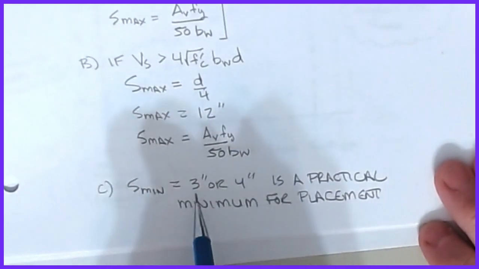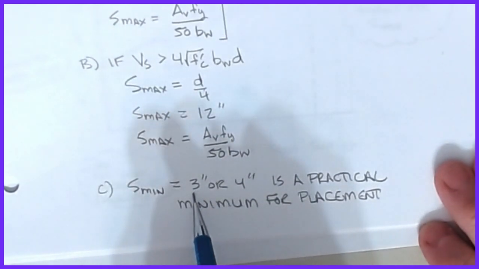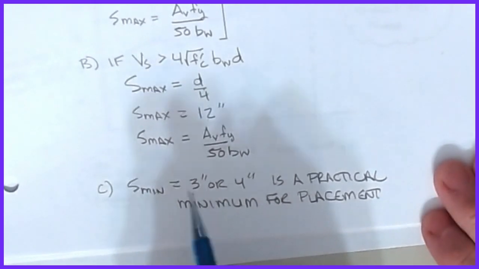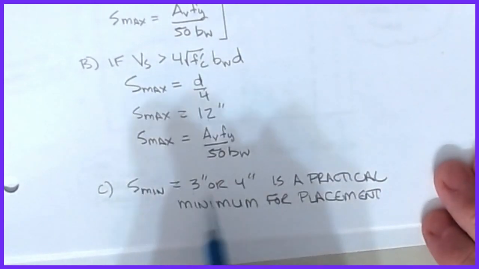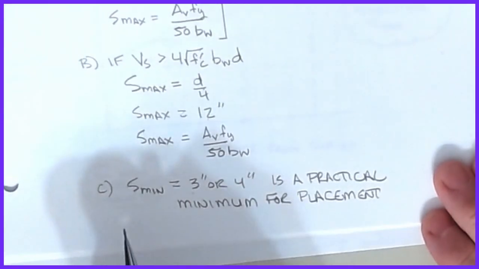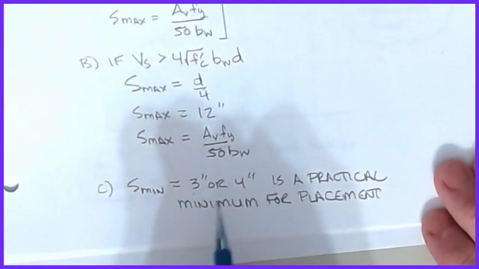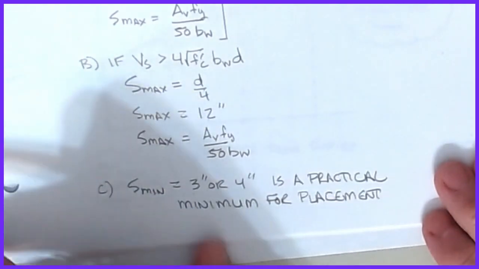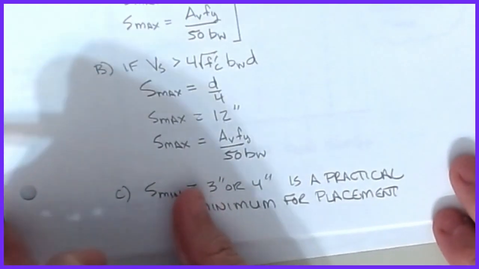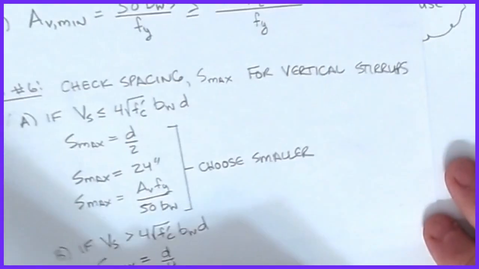Because if my calculations show that I need 2-inch spacing because I chose a number 3 bar, it's probably in my best interest to go use a number 4 instead and move that spacing up to some other limit that's a little more practical. It's an indicator that your bar size is probably too small for the shear load you want it to hold. So I'm going to be mindful of that.